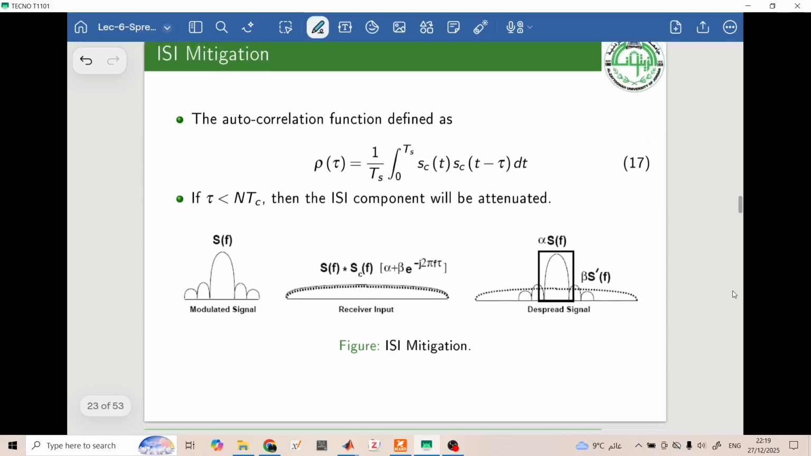Graphically, here we have two spectrums, one for the first component and the second one for the second component. When you despread them, since they are not synchronized, the other one will not get despread, and you will be reducing its energy.